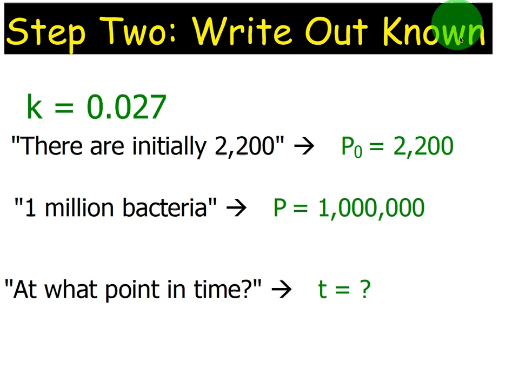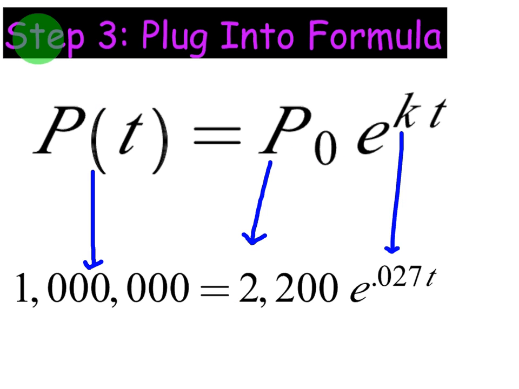Step 2 is we're going to write out what we know. We know that K is 0.027. We know there's initially 2,200, so P0 is equal to 2,200. Again, you could use A0, meaning the amount of bacteria. It doesn't matter. We know that there's 1 million bacteria, so we're going to set our general P equal to 1 million. For this particular question, we need to solve for time. So t is what we're solving for. Fortunately, if you write everything out and write your equation out, you should just have one variable to solve for, which you will see now.